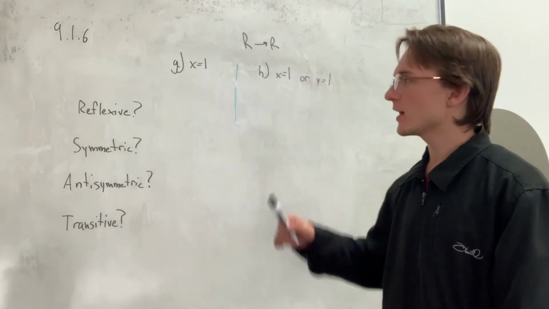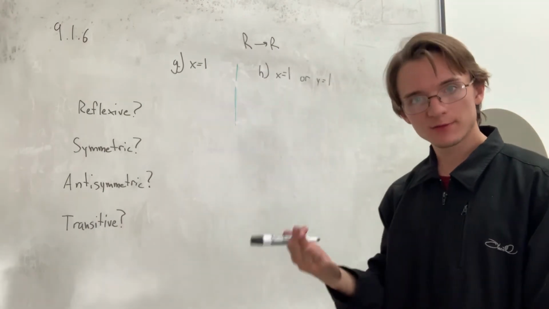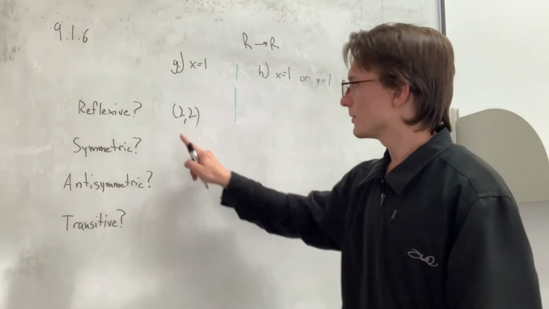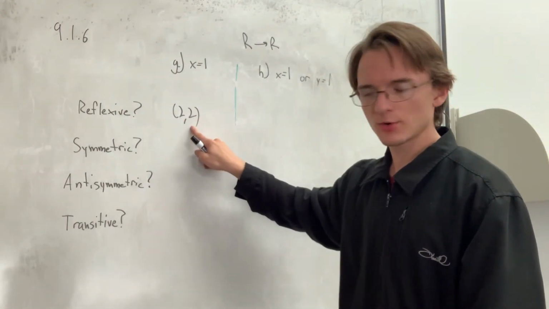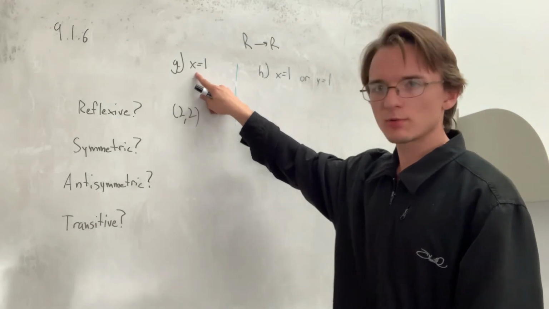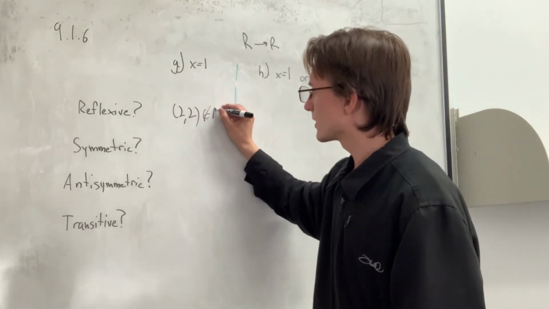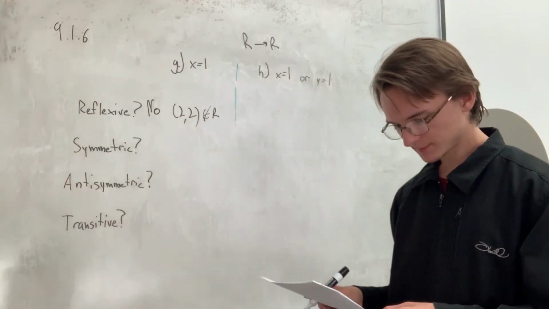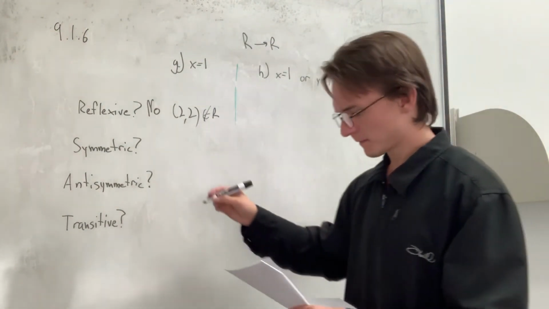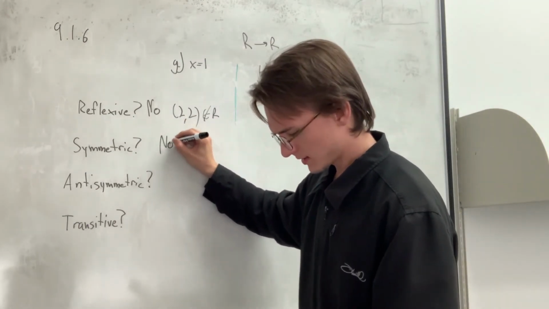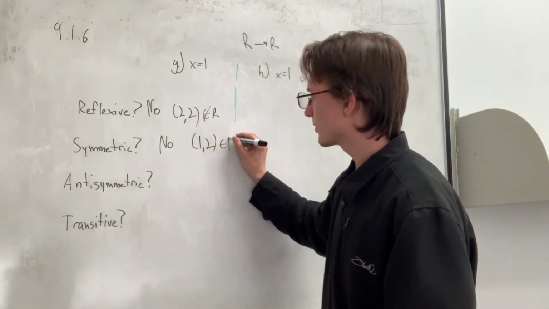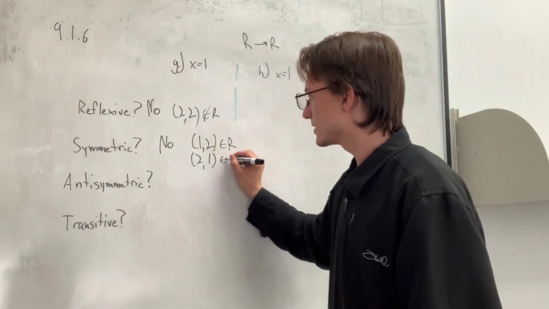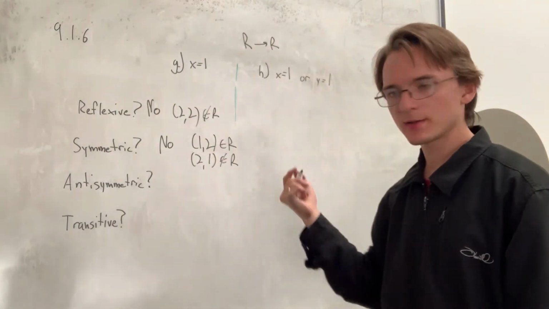Is it reflexive? It's reflexive if for every value in the relationship, reflexivity holds. Does (2, 2) hold? No, because the left 2 is brought in, the right 2 is ignored. Does 2 equal 1? No, so it's not reflexive. Is it symmetric? No as well, because (1, 2) is in the relationship. Remember, the rightmost is ignored, but (2, 1) is not in the relationship. 2 is not equal to 1.